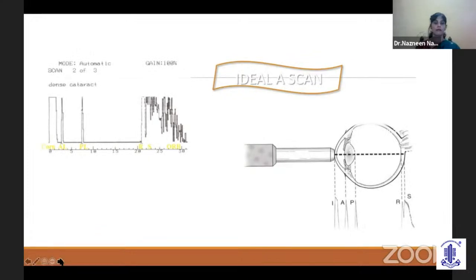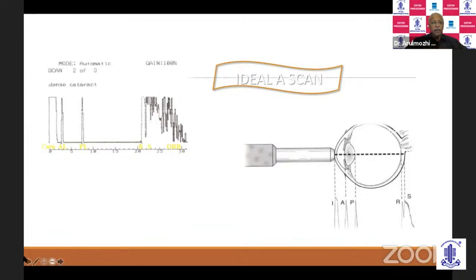The ideal scan should have the initial corneal spikes. If it's done by the immersion method, you can actually see a twin spike of the cornea. If it's a contact method, it will come out as a single spike. Then you would see the anterior chamber, then the anterior lens spike, the posterior lens spike, then the ILM or the retinal spike, and then the sclera and the orbital tissues.